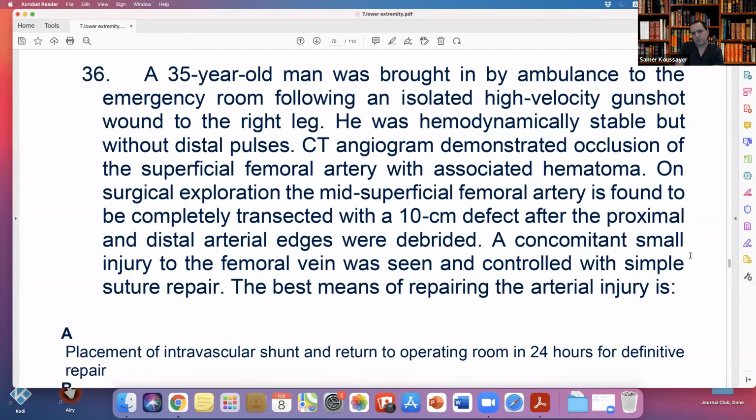Okay, this is good because they injure the femoral vein, right? And they suture it. Yes. There's always a chance the femoral vein could thrombose, right? Yes. The collaterals is a superficial vein. So better to keep it.